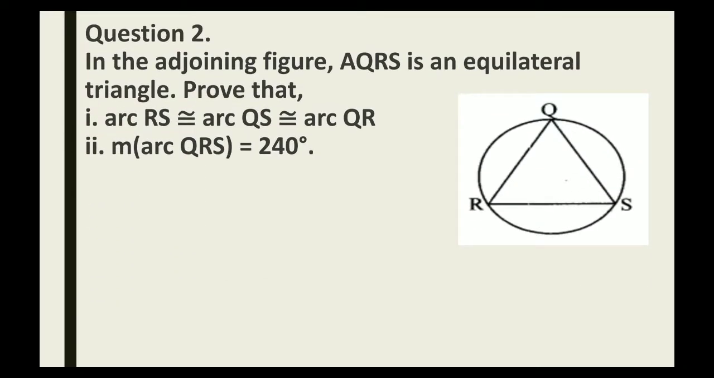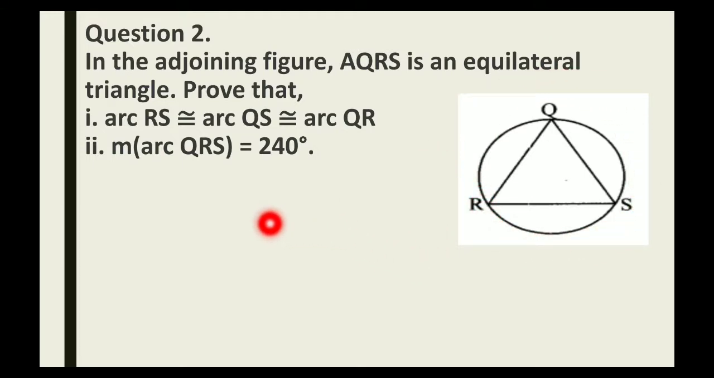Now question number 2 we are going to solve. What is question number 2? In the adjoining figure, triangle QRS is an equilateral triangle. Equilateral triangle means what, children? All sides are equal. We have to prove that arc RS, arc QS, arc QR, these three arcs should be congruent.